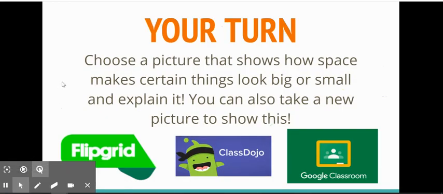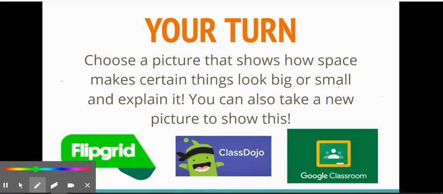So now let's figure out what our next steps are. Scholars, it's going to be your turn to mess with the space and the size of things. I want you to choose a picture, but you can even take a new picture if you want to, but choose a picture that shows how the space makes certain things look big or small. And then I want you to explain it.